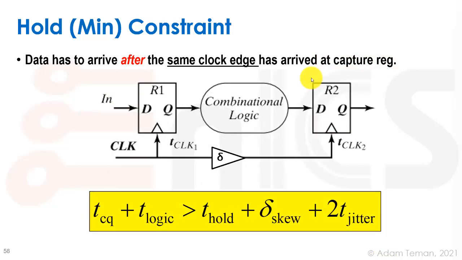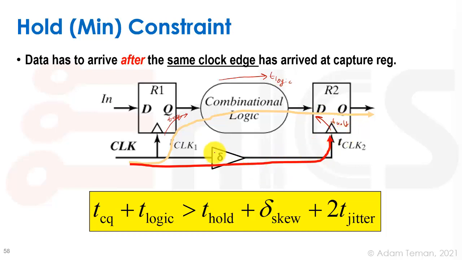So data has to arrive after the same clock edge has arrived at the capture register. And again, it's what we see here. We have the launch path over here, which is TCQ plus T logic. That's it, but it's going to be the shortest one under the fastest conditions. That has to take longer than T hold, which is just the constraint from the flip-flop, right? Plus delta skew, which is this guy, and we can optionally add 2T jitter just to make this case worse.